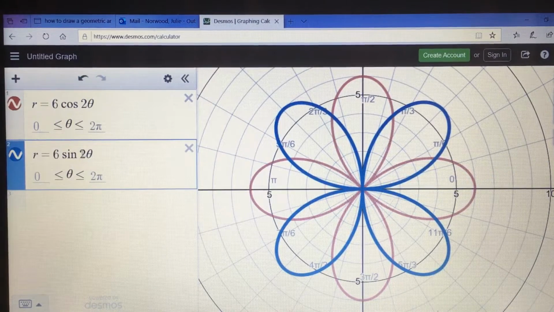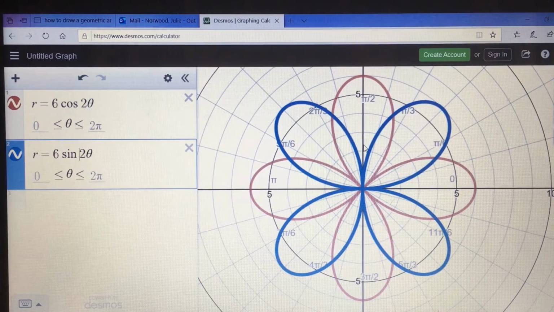Okay, so the blue one is the sine one, and the red one is the cosine one. What they have in common is they both have 4 petals, right? But they don't have the petals in the same spot. Okay, and of course this looks beautiful.